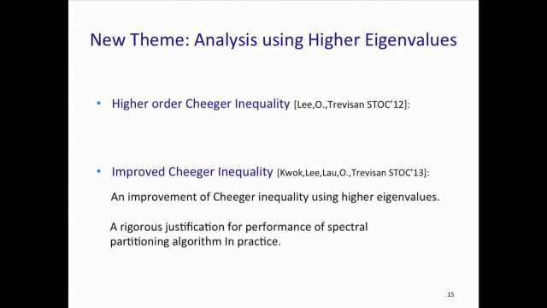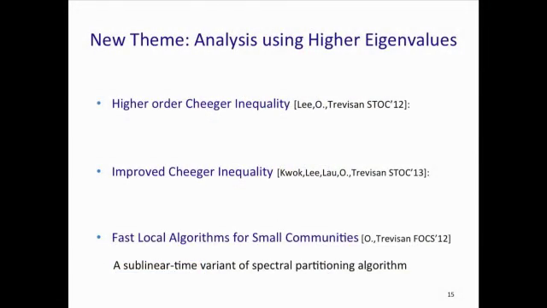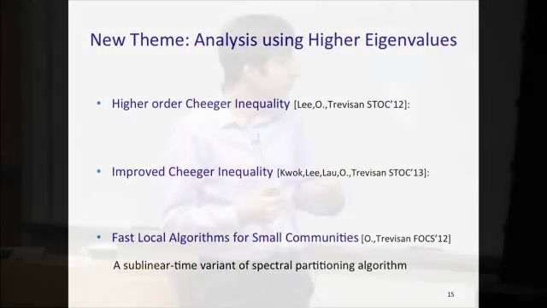Okay. In a joint work with Kwok, Lee, Lau, and Trevisan, we managed to improve Cheeger's inequality using higher eigenvalues of the graph. And this gives us a rigorous justification of the great performance of spectral partitioning algorithms in practice. Also, in a joint work with Trevisan, we design fast local algorithms for finding small communities in social networks. This basically gives an algorithm with the same guarantee as the spectral partitioning, but with the advantage that it can be run in sublinear time.